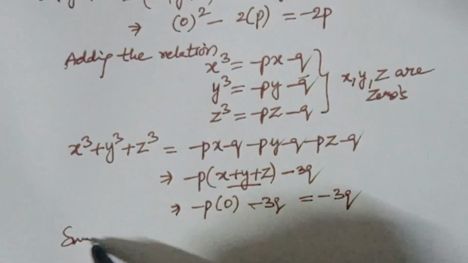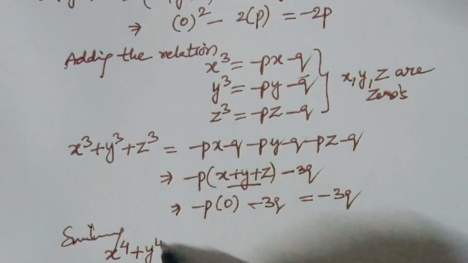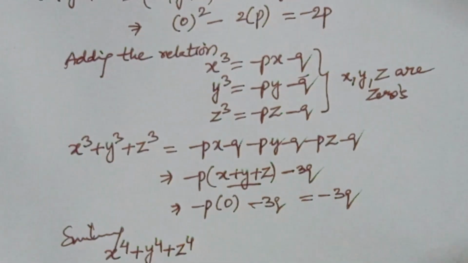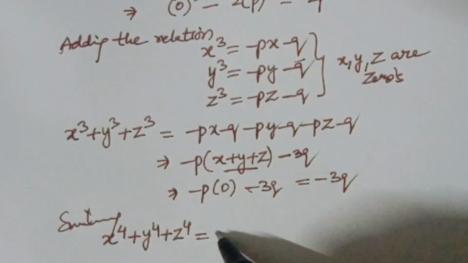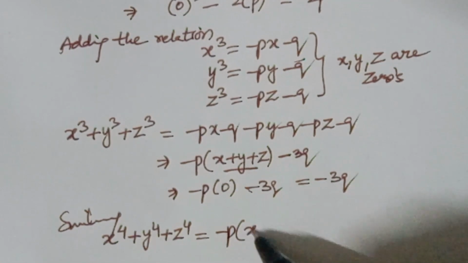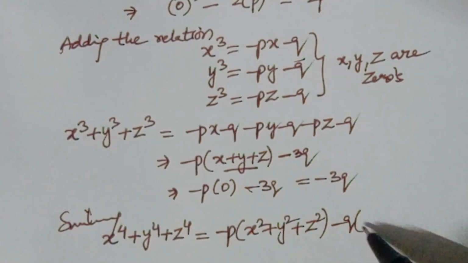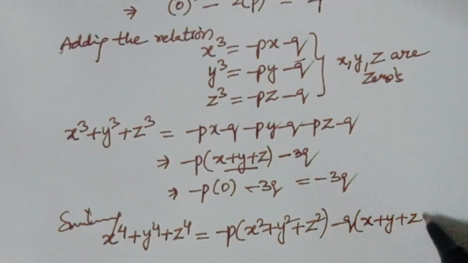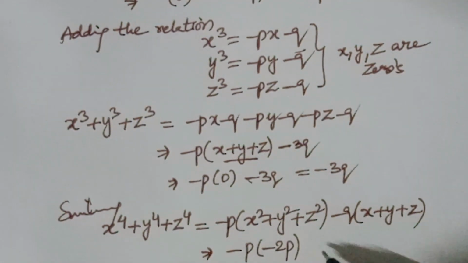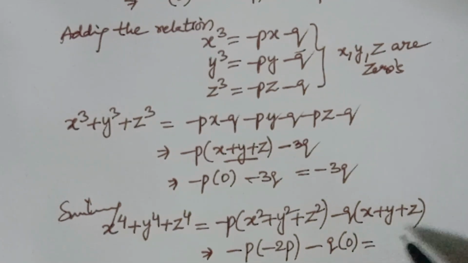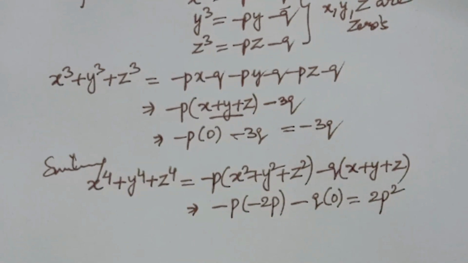Now similarly we are going to find x to the power of 4, y to the power of 4 and z to the power of 4 value: minus p into (x square plus y square plus z square) minus q into (x plus y plus z). Here we will get minus p of minus 2p minus q into 0. So here we will get 2p square for x to the power of 4 plus y to the power of 4 plus z to the power of 4.